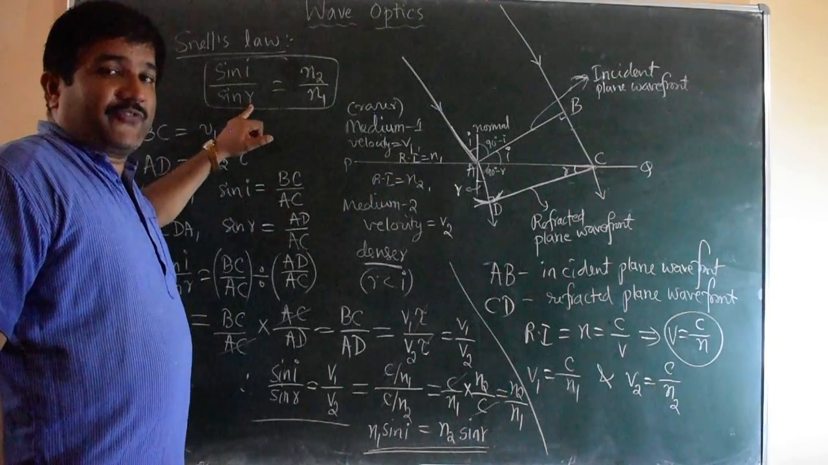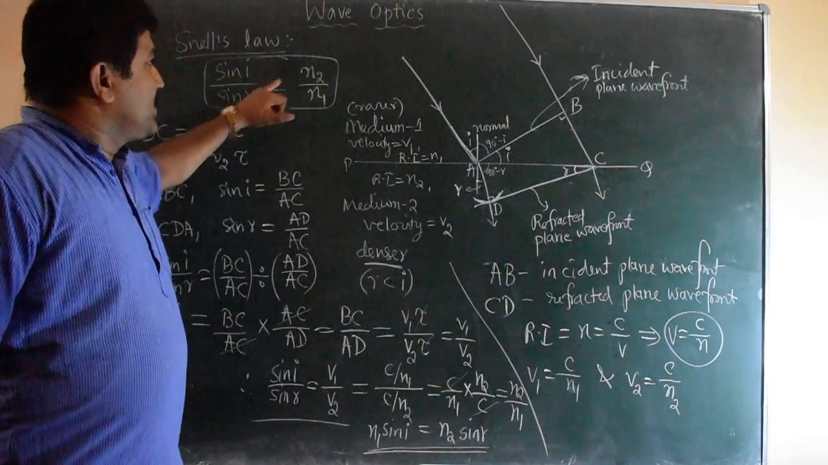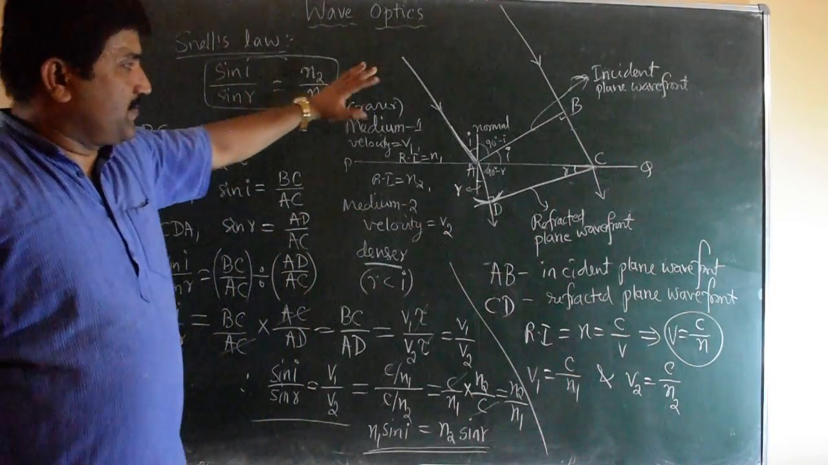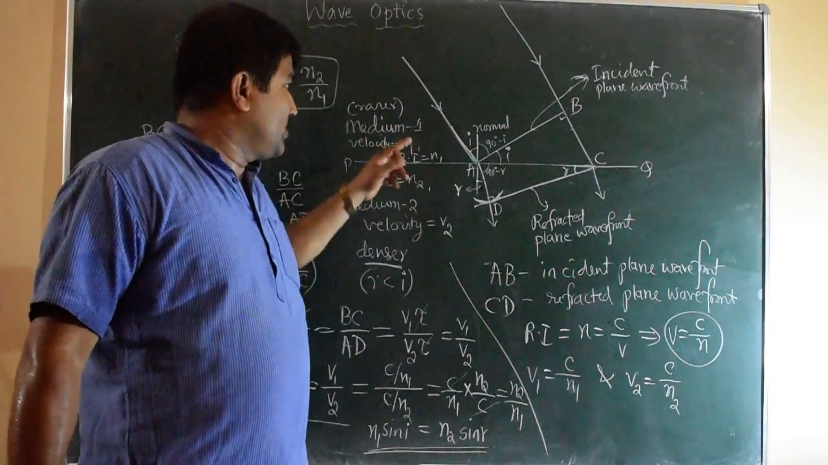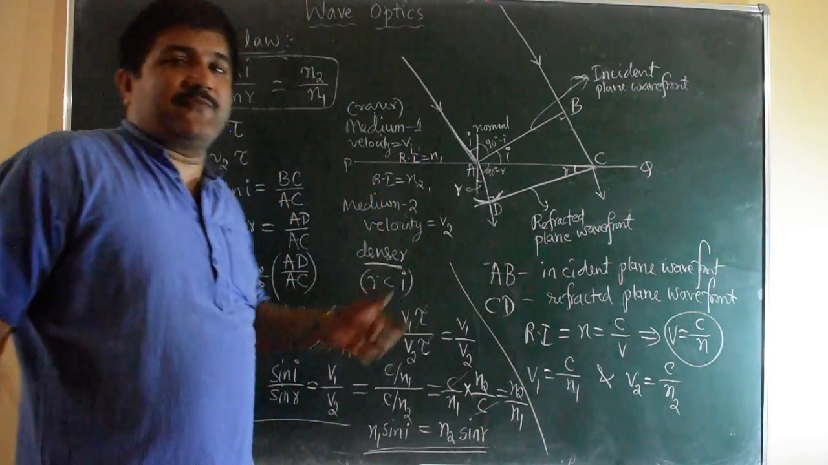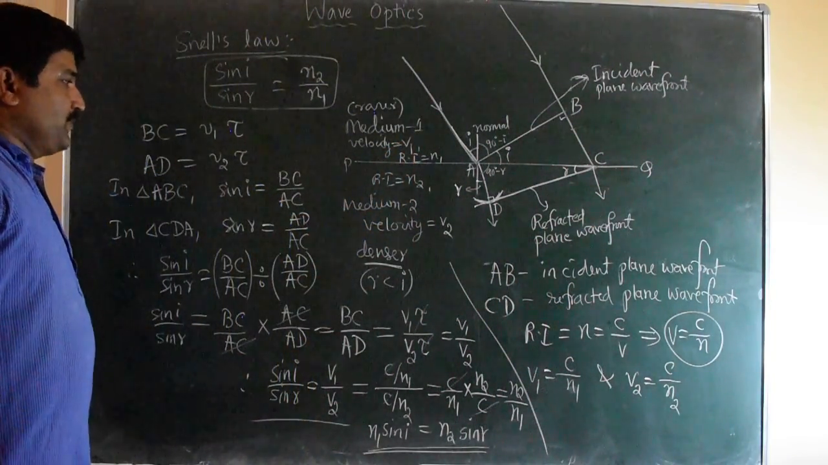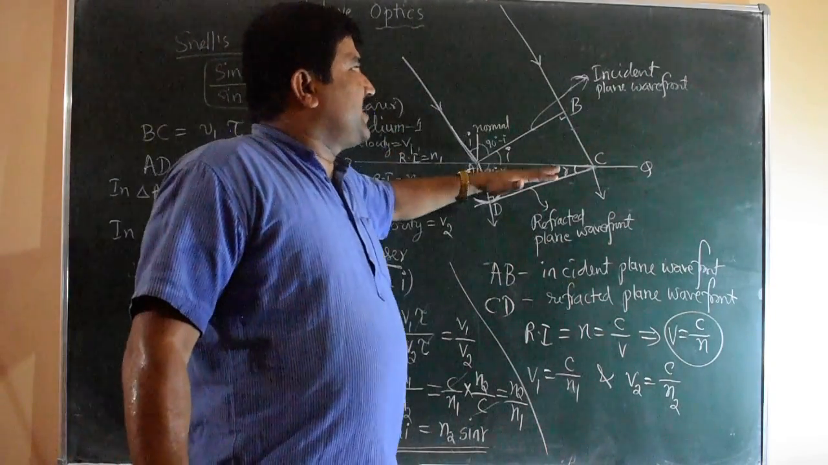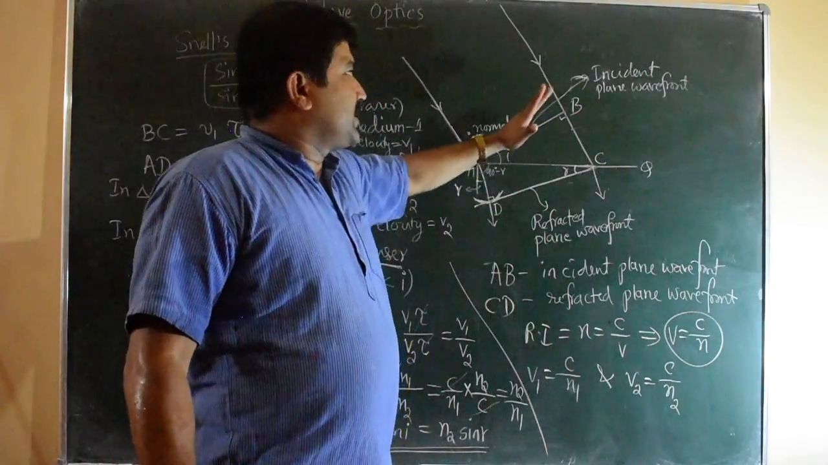R is the angle of refraction in the second medium. N2 is the refractive index of the second medium. Okay, first medium N1, second medium N2, speed also V1 in the first medium, V2 in the second medium. Then define sin I and sin R in the figure and label the figure carefully.